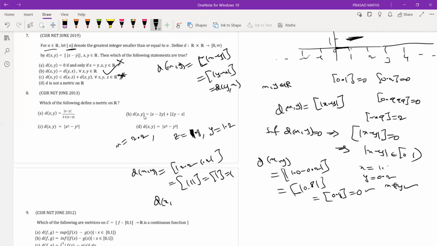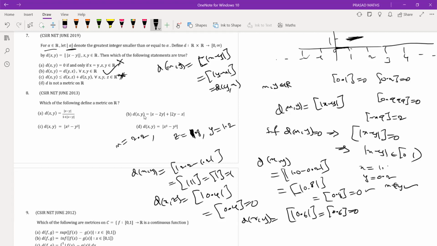What about the distance between x comma z? It is step of 2.2 minus 1.8, which is 0.4. Mod of 0.4 is 0.4. Therefore, step of 0.4 is 0. What about the distance between z and y? That is 0.6, so step of 0.6 is 0.